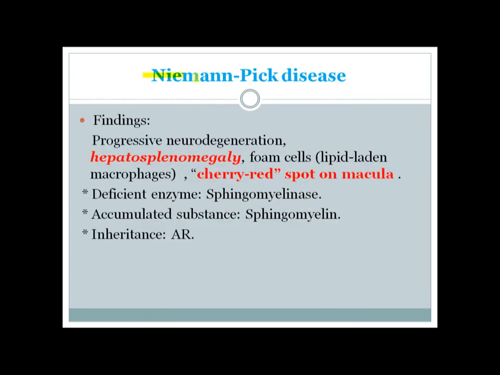So the next disease is Niemann-Pick disease. This is also very important. Niemann-Pick disease has actually one differential, which is Tay-Sachs disease. The most important difference between Niemann-Pick and Tay-Sachs is that Niemann-Pick has hepatosplenomegaly. Tay-Sachs doesn't have hepatosplenomegaly, but both of them have a cherry red spot on the macula. Niemann-Pick disease can also have foam cells, and like Tay-Sachs disease, the patient might have progressive neurodegeneration. The deficient enzyme is sphingomyelinase, and the accumulated substance is sphingomyelin.